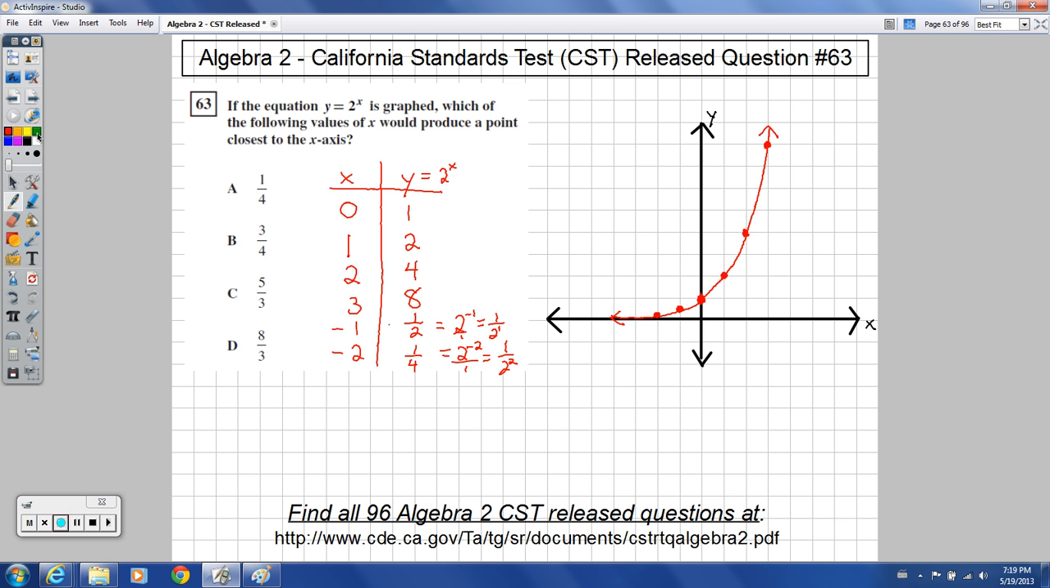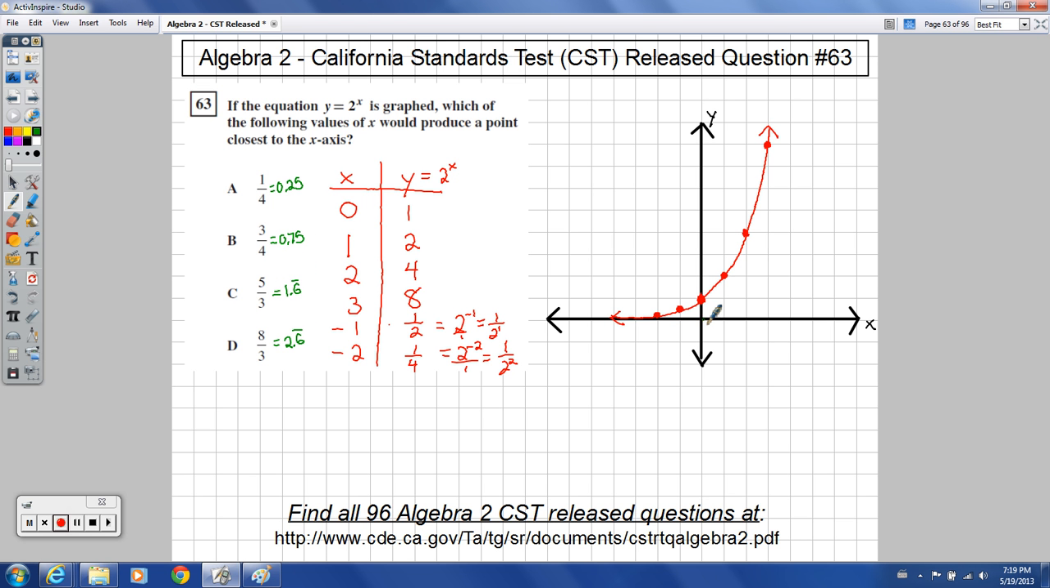And so now let's figure out what's what here. Which one of these would produce a point closest to the x-axis? Plugging in 1/4. Well, 1/4, that's 0.25. 3/4 is 0.75. 5/3, that's about 1.6, or it's 1.6 repeating. And 8/3, 3 goes into 8 2 whole times, you'd have 2/3 left over. That's 0.6 repeating again. This was just 3 into 5 one whole time with 2/3 left over. That's where I got these values from.